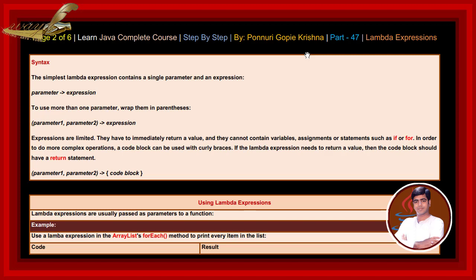as if or for. In order to do more complex operations, a code block can be used with curly braces. If the Lambda expression needs to return a value, then the code block should have a return statement. See here: (parameter1, parameter2) -> { code block }.